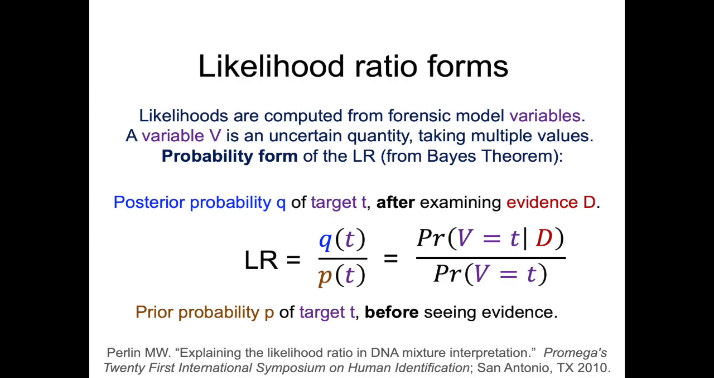The posterior Q tells us the probability of a target after we've examined the evidence. The prior P gives the probability of the target before we see the evidence. The probability ratio of posterior Q divided by prior P computes the likelihood ratio. A proof that these equivalent forms all give the same likelihood ratio numbers can be found in the paper below.